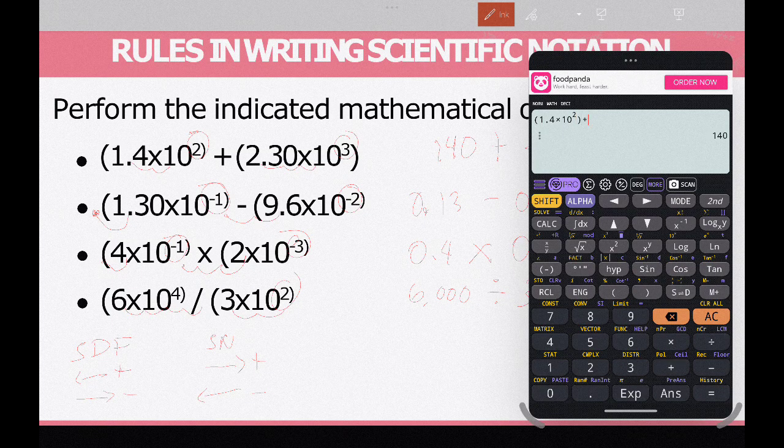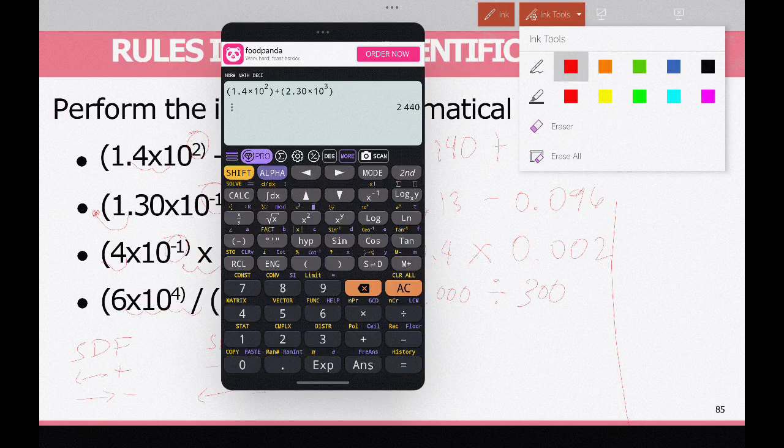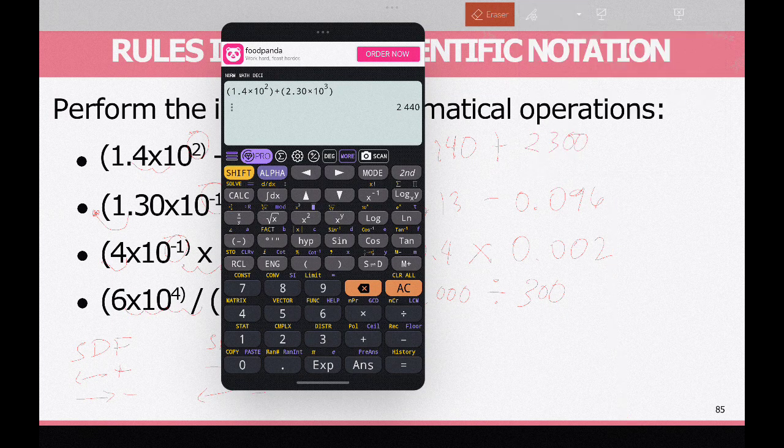Put the operation plus sign, and then another open parenthesis, and you put 2.3. You can put 2.3 or 2.0. That will be the same. Times 10, then again exponent to 3, and then close. So you got 2,440. So that is the answer on this one.